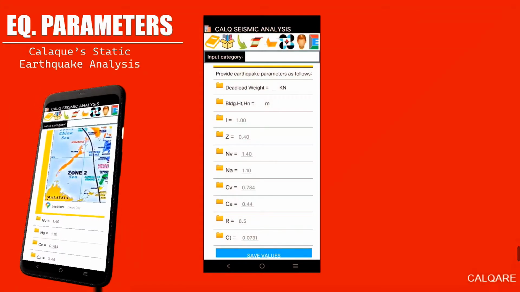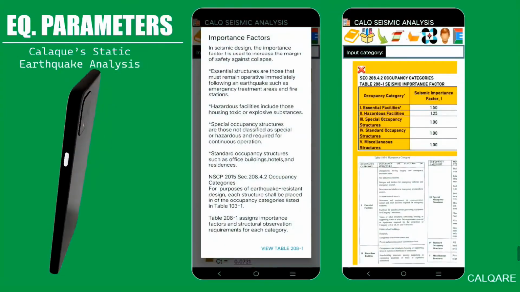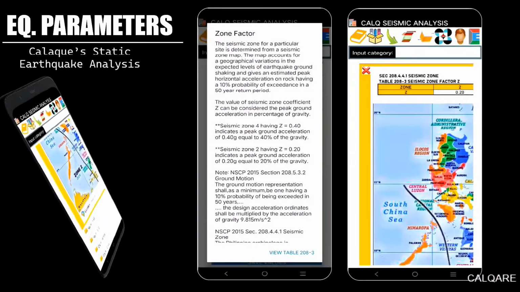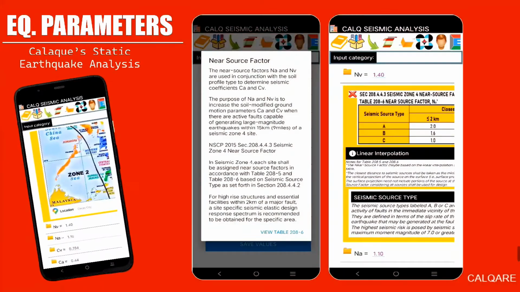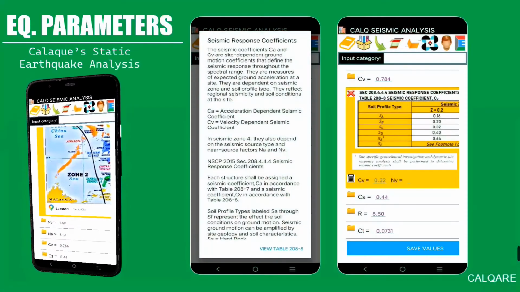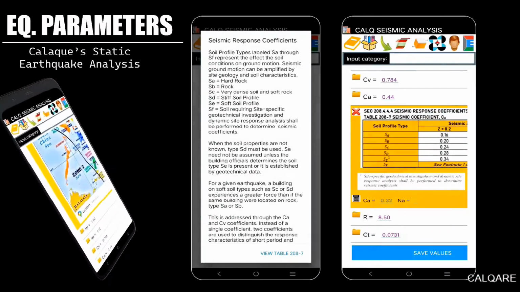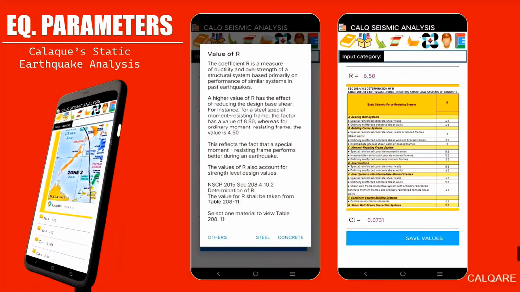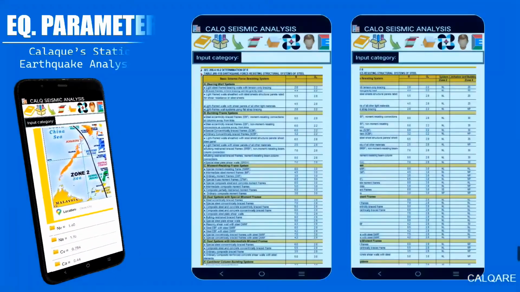The earthquake parameters are shown here. It includes importance factors, zone factor, near source factor, N.A and N.V. Seismic response coefficients, C.A and C.V. Ductility and overstrength of structural system or R factor for concrete, steel, wood and masonry.